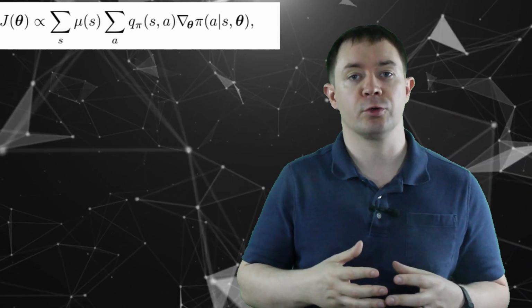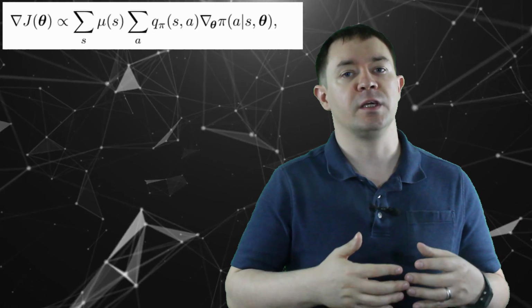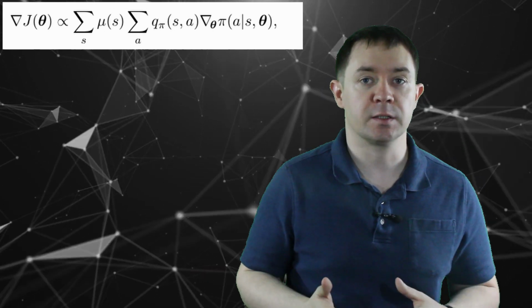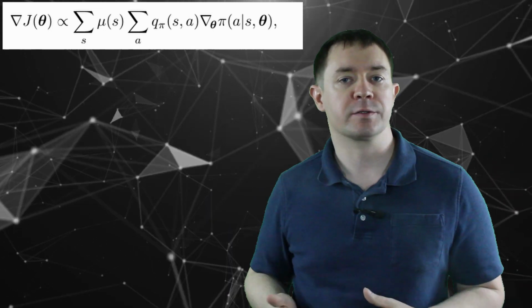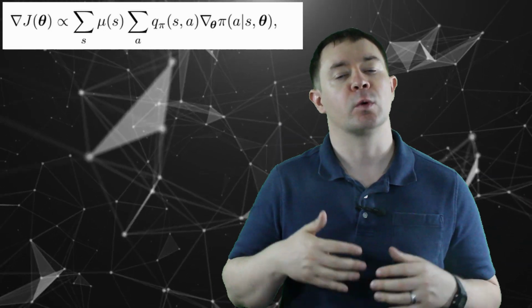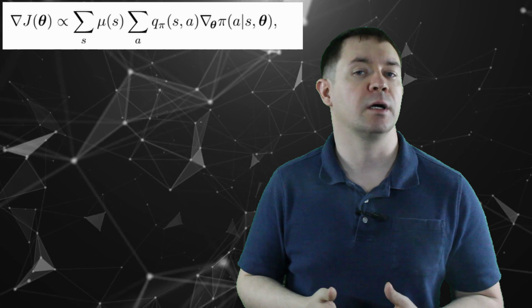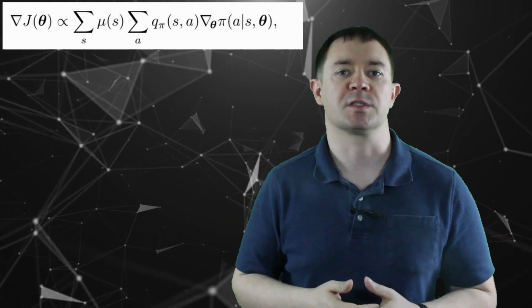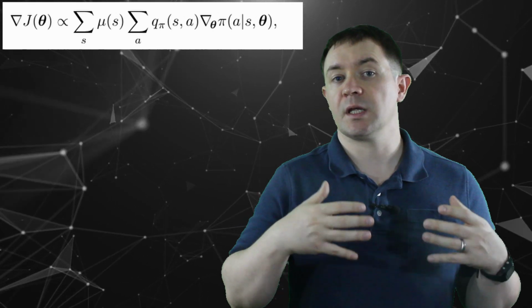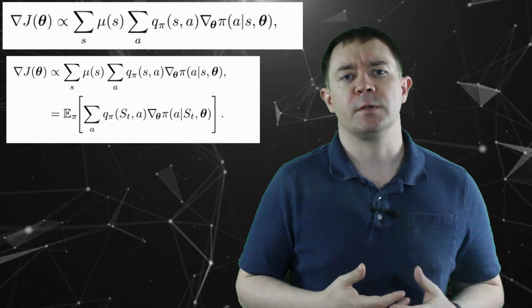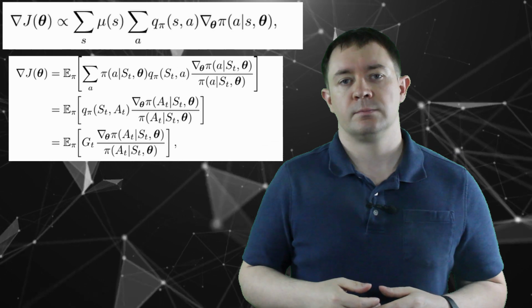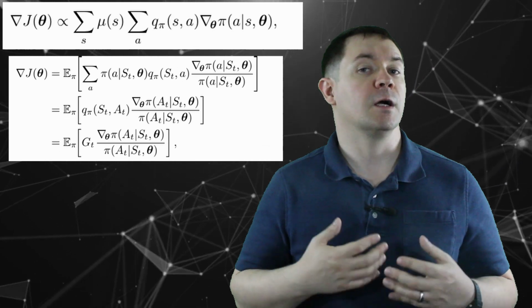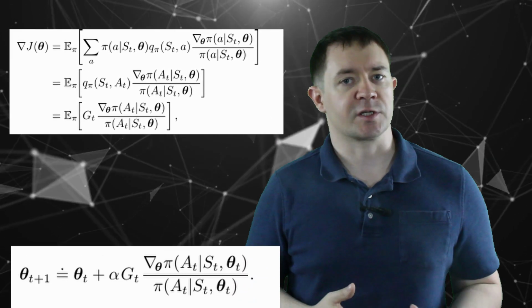The gradient of this performance metric is going to be proportional to a sum over states for the amount of time we spend in any given state, and a sum over actions for the value of the state-action pairs and the gradient of the policy, where of course the policy is just the probability of taking each action given we're in some state. This is really an expectation value, and after a little manipulation, we arrive at the following expression. When you plug that into the update rule for theta, you get this other expression.